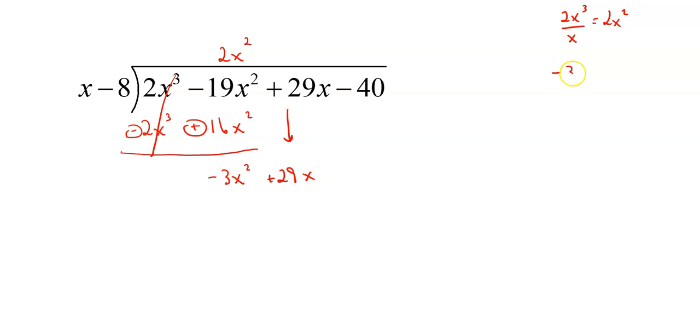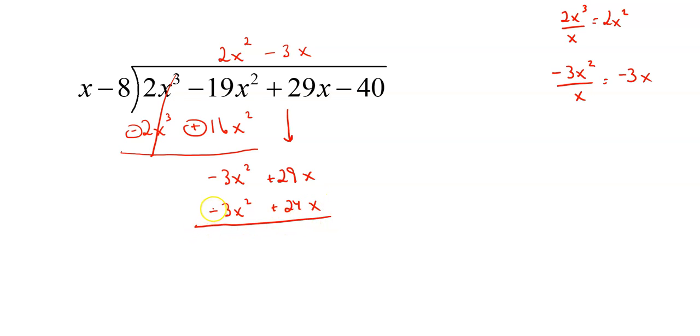Take the leading terms and divide them. So negative 3x squared is in front of the term on the bottom, x is in front of the term on the top. That gives me a negative 3x. Multiply. Negative 3x times x is negative 3x squared. Negative 3x times negative 8 is positive 24x.